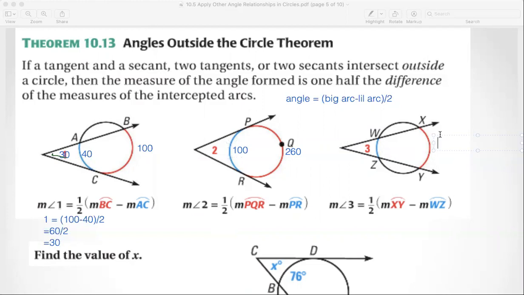Let's make up some numbers here. I'm going to make this one ugly. Let's say the big arc is 75, and the little arc is 12, and you find angle 3. Okay, so please find angle 2 and angle 3 and push play when you're ready.